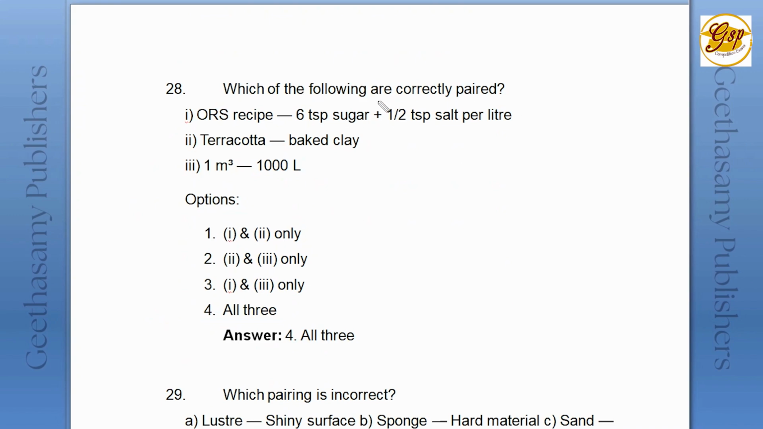Which of the following are correctly paired? ORS: 6 teaspoons of sugar with half teaspoon of salt in water; terracotta: baked clay; 1 meter cube: that is 1000 liter. Options: 1 and 2 only, 2 and 3 only, 1 and 3 only, all the 3. The correct answer is all the 3. All the 3 are true.